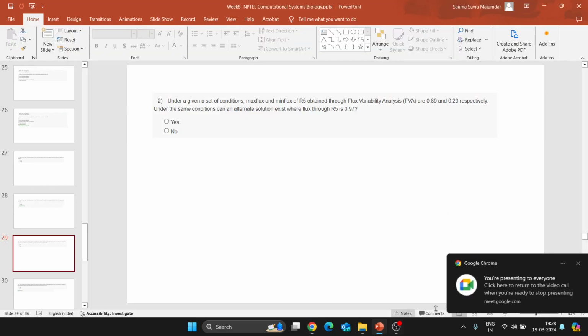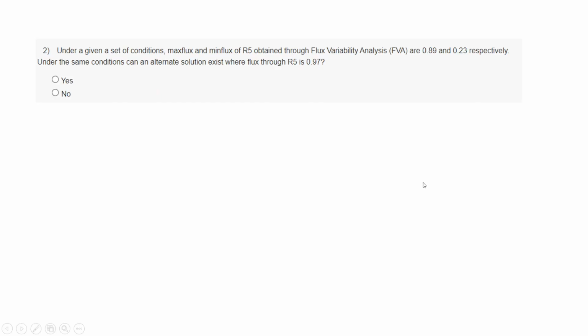Yeah. This is a very straightforward one. The answer is no, false, whatever. It's because your R5 is bound between 0.23 and 0.89. So you have a minimum flux and a maximum flux associated with your FVA. Under the same conditions, it is not possible for the flux of the reaction to exceed your maximum flux. Your 0.97 is more than 0.89. So it's not possible to exceed your maximum flux under the same conditions. So yeah, it's not possible.